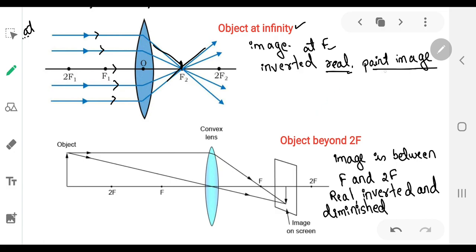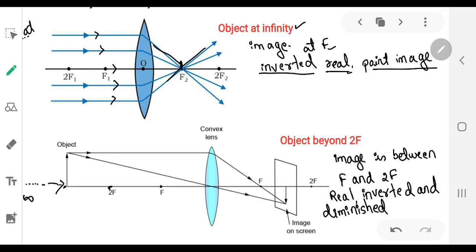What is the size of the image? It is a point image, or the image is diminished. When you observe, it is an inverted one. So when the object is at infinity, you can say the image is real, inverted and diminished. Now from infinity we come a little closer, so that the object is beyond 2F. So the principal axis, we are dividing as F, 2F and infinity. So we are keeping the object beyond 2F.